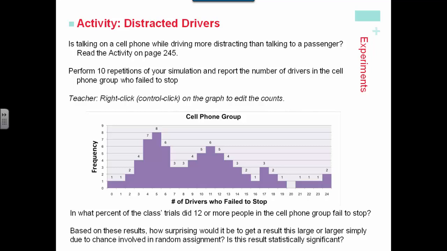Here's an example from your book where a simulation was completed about drivers and distracted drivers and whether or not people would stop or fail to stop for those who were using cell phones. We will take a look at this probably in class.